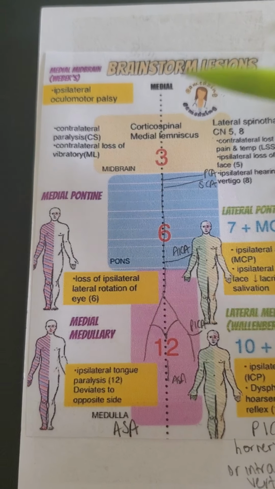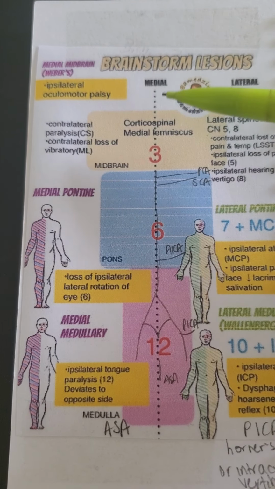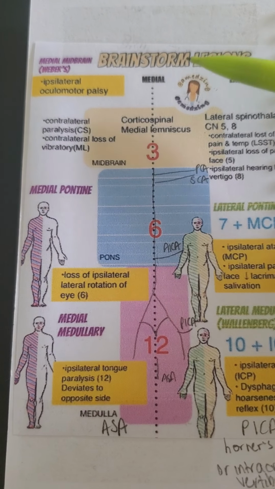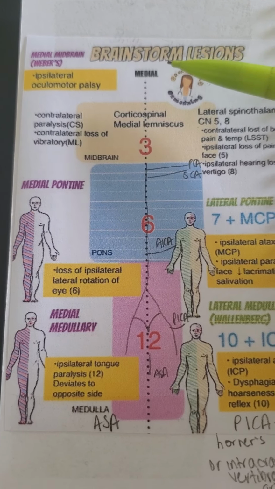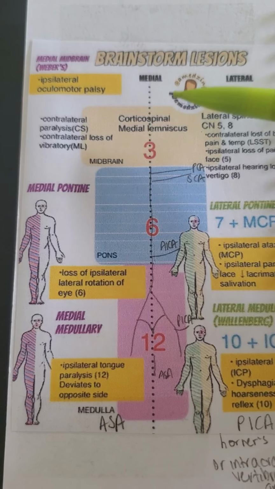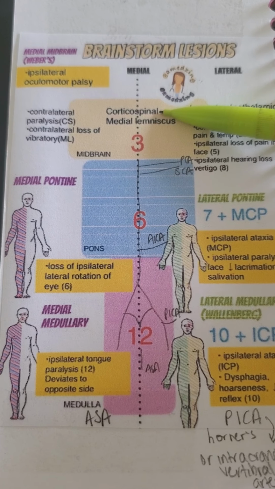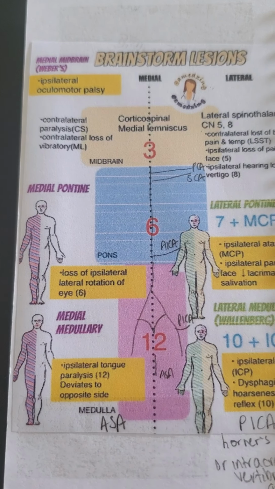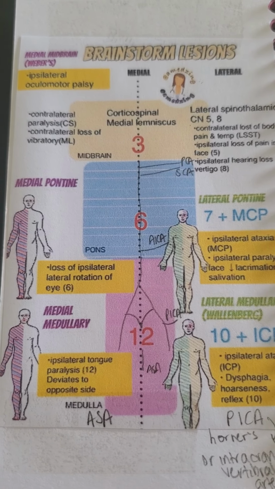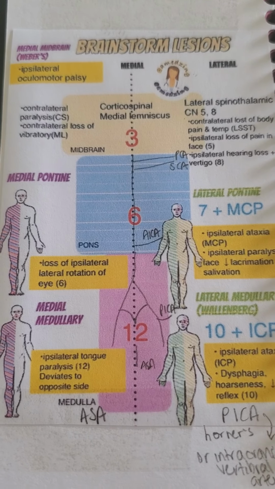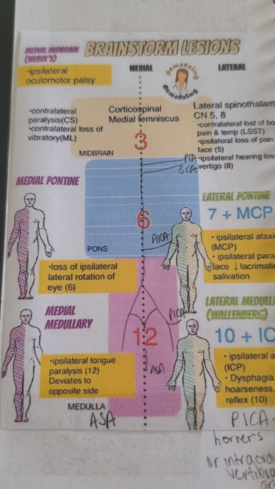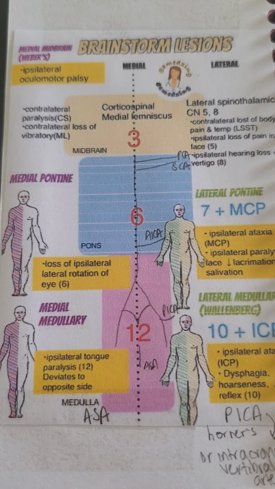The second thing we need to know is that we need to be able to identify what is medial lesions and what are lateral lesions. All medial lesions that affect the brainstem need to have corticospinal tract involvement and medial lemniscus involvement. So I suggest that when you're undergoing a stroke question or a question that involves brainstem lesions, first thing you need to do is look for whether they are corticospinal tract lesions or medial lemniscus lesions.